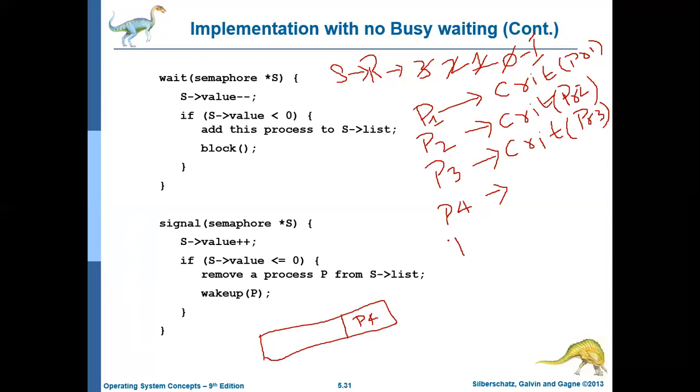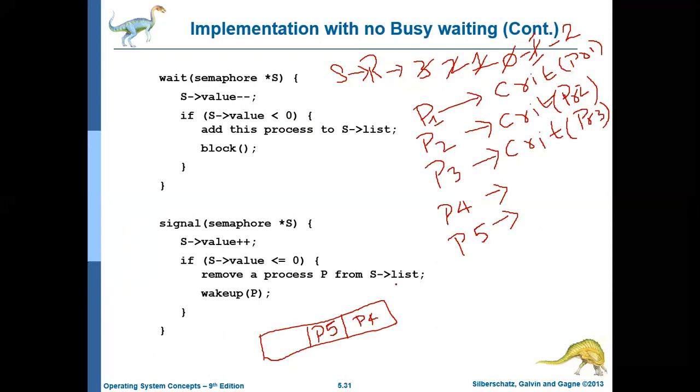Then again P5 comes. It also calls wait, and it just decrements. So this -1 will become -2. Is S less than 0? Yes, the value is less than 0. So again add this to the waiting queue. P5 will be added to the waiting queue also. P4 and P5 are blocked, waiting for the printer.